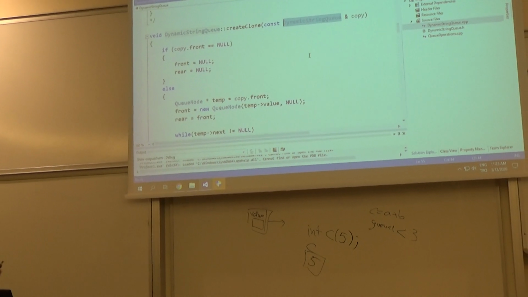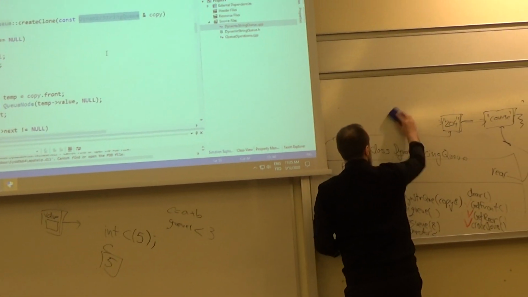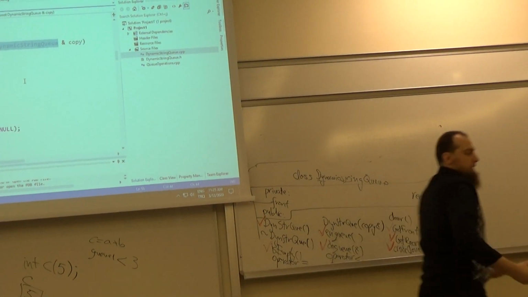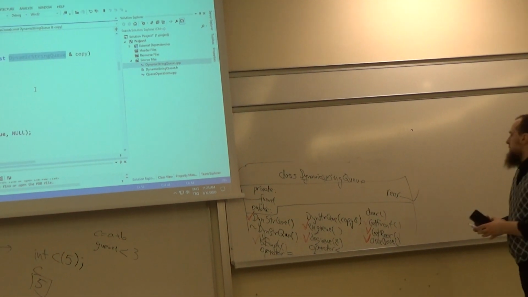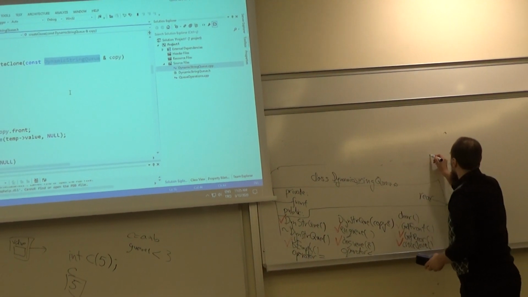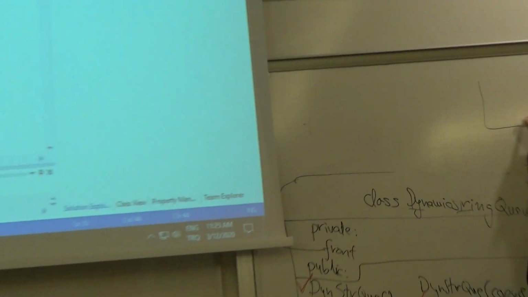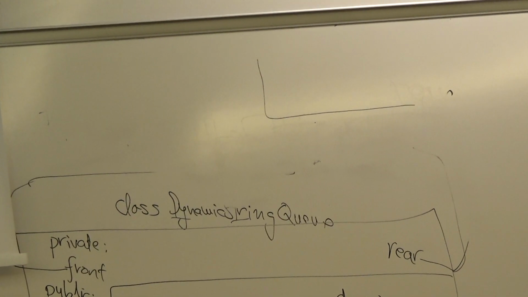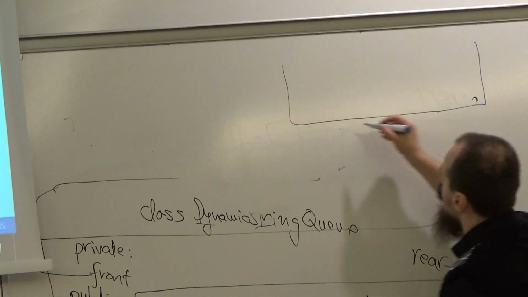So, let's assume that this is my new object that I'm trying to create. Initially it shouldn't have anything. Of course, we have the rear and the front pointers. And this is my copy. So this is another object. Maybe I should draw it with another color, so as not to confuse them. So this is another object of the same class.